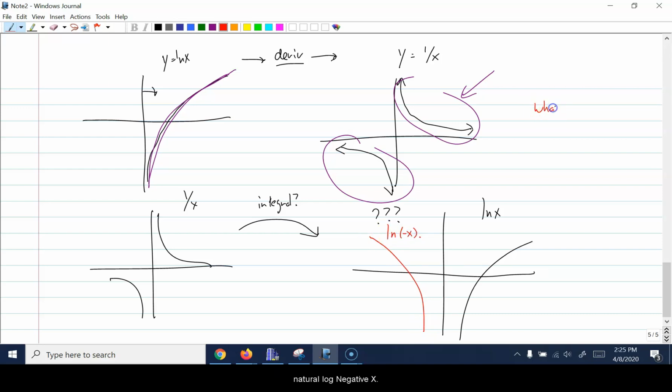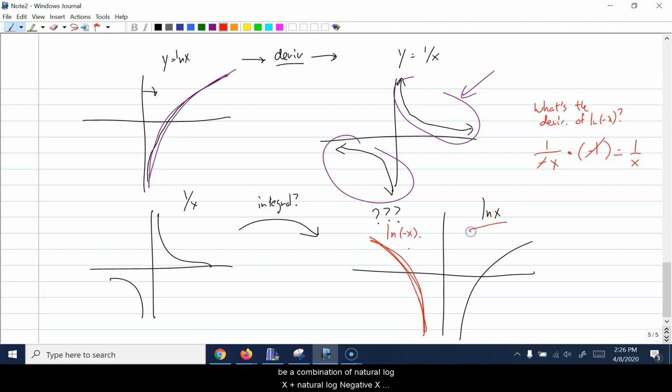What's the derivative of natural log negative x? I know the chain rule, so I can do this. It's 1 over, leave the inside alone, times the derivative of the inside. What's the derivative of negative x? It's negative 1. Hey, this negative cancels with that, and I get 1 over x. Natural log negative x is the mirror image of natural log x that exists on the other side. So the integral of 1 over x needs to be a combination of natural log x and natural log negative x, where you use one on the right and the other on the left.